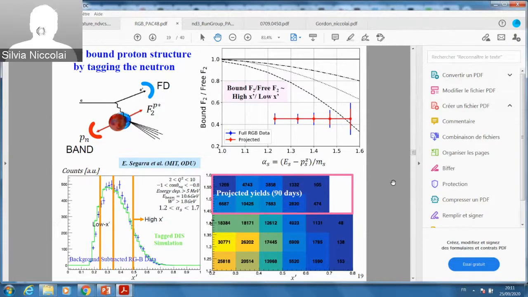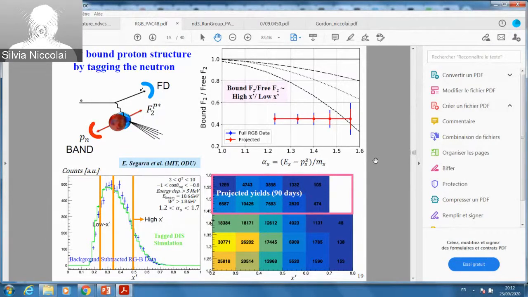Well, the goal is to clarify some issues for the EMC effect. The way I understood it, the idea is to compare with different models of the EMC effect and take the ratio of the bound F2 over the free F2 as a function of different kinematics. Then there will be different models explaining, interpreting the EMC effect. That is what I was told about this experiment.